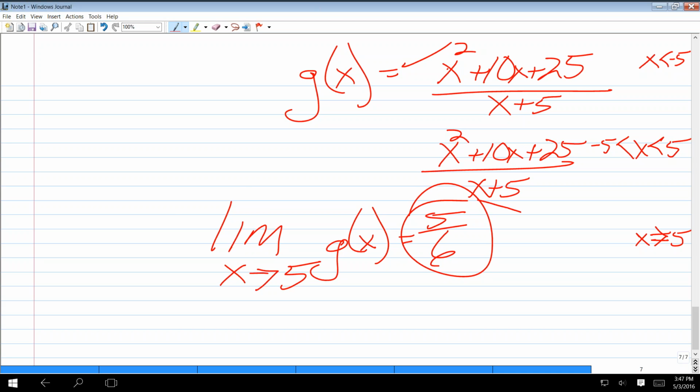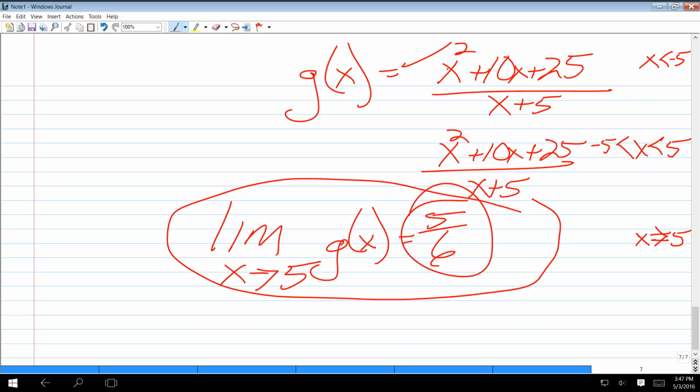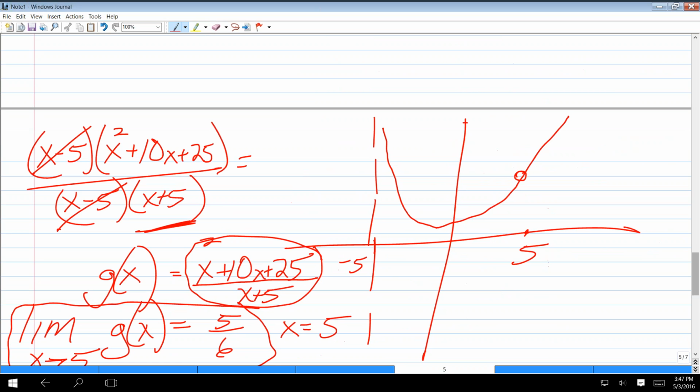This is a true statement, assuming that number is 5/6 when I plug it in. But to say that g of x is equal to 5/6 when x is equal to 5 is not true. x cannot be equal to 5. There are two gaps in the domain, minus 5 and plus 5. And the hole didn't go away just because I canceled out that factor. The hole never goes away. You always have to go back to the original function to find your domain restrictions.